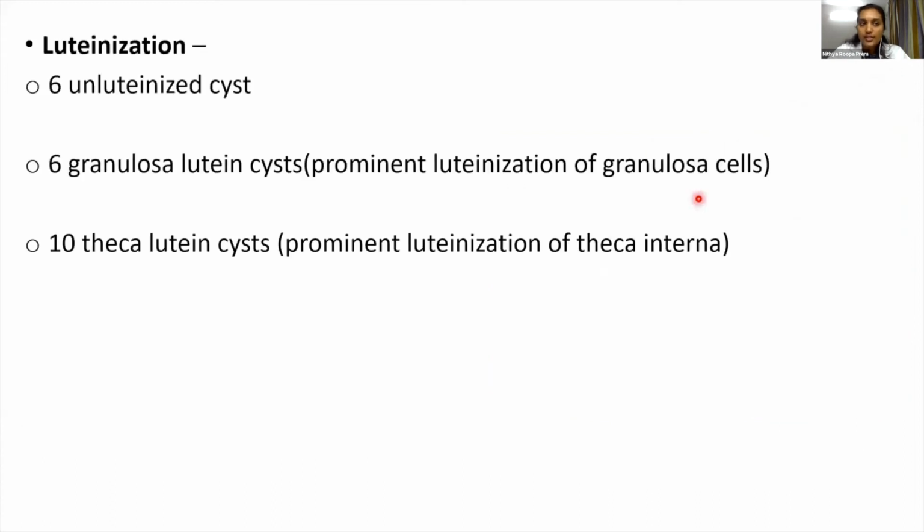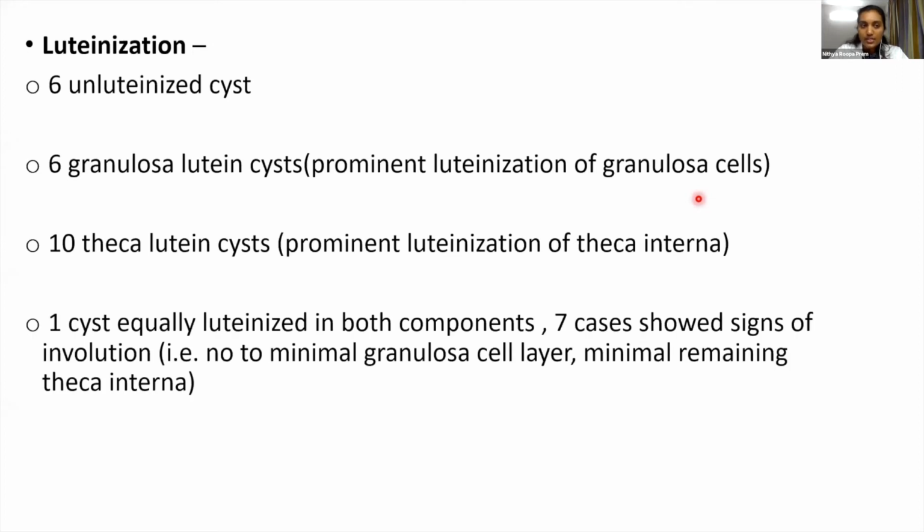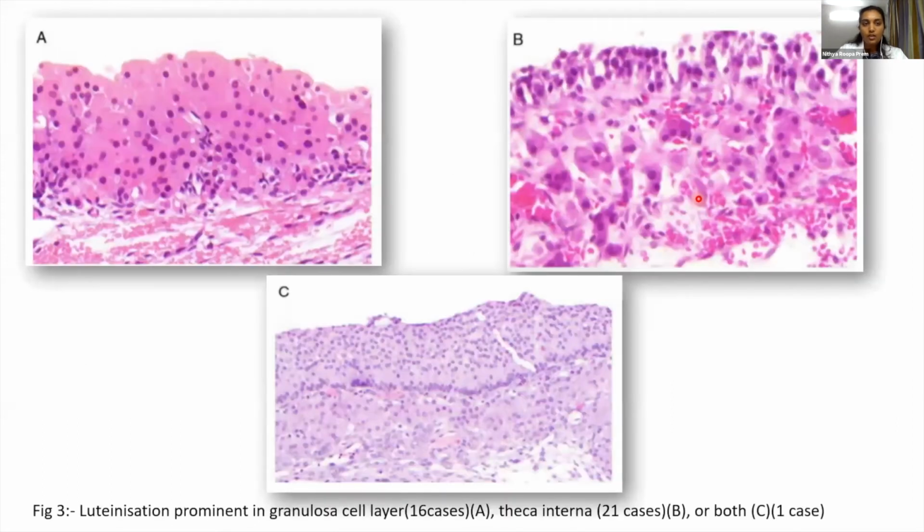Now, based on the luteinization, the cysts were categorized into 6 unluteinized cysts, 6 granulosa lutein cysts, and 10 theca lutein cysts, and 1 cyst was equally luteinized in both components, and 7 cases showed signs of involution. So this is the figure showing luteinization in the granulosa cell.